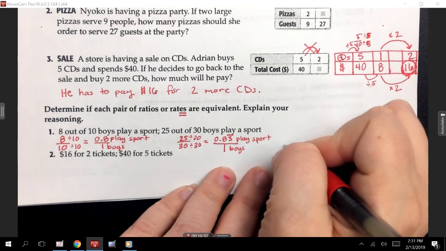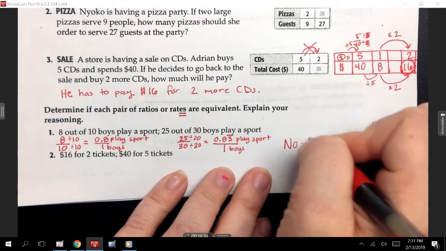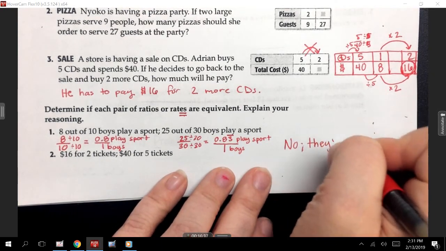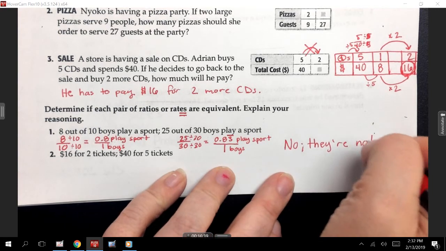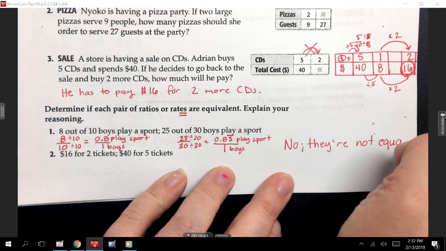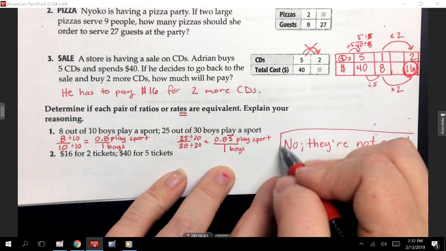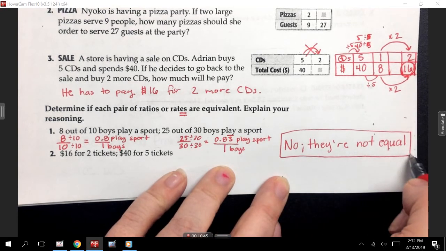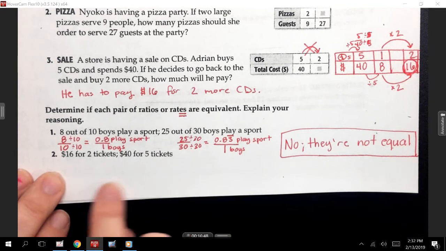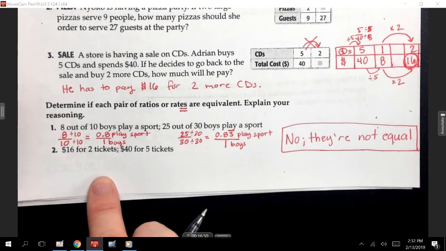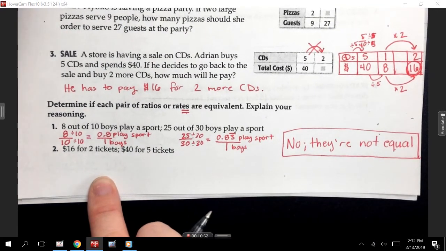Kaya? No. And then she said they're not equal. All right, that's all we're looking for there. No, they're not equal. All right, please make sure you do number 2. I'm leaving that one for you to do. Make sure you do number 2. Write your words, write your sentence.